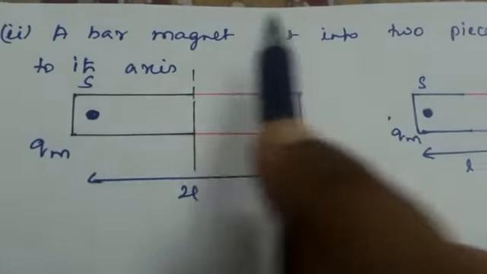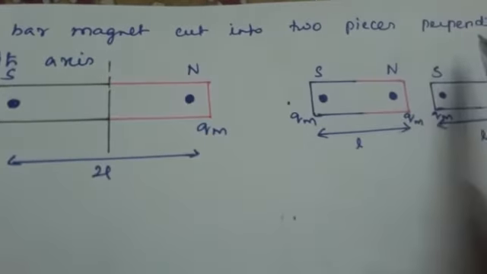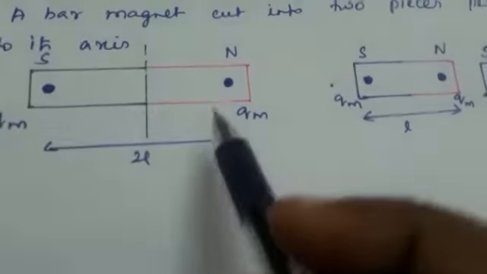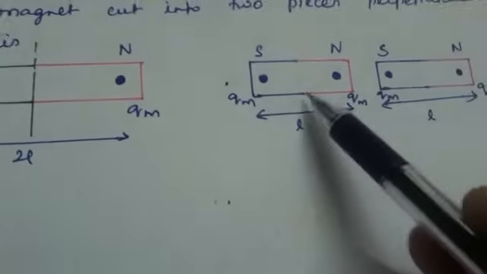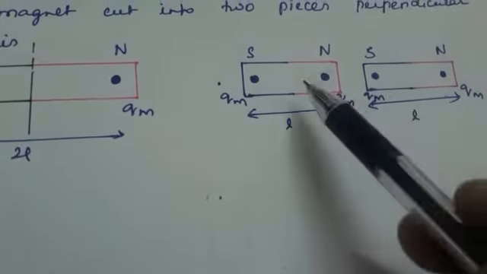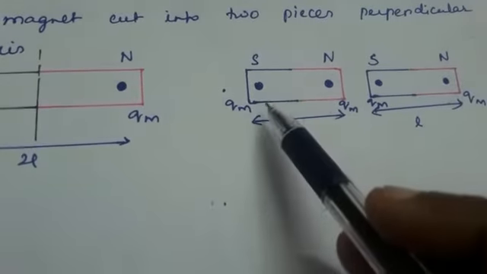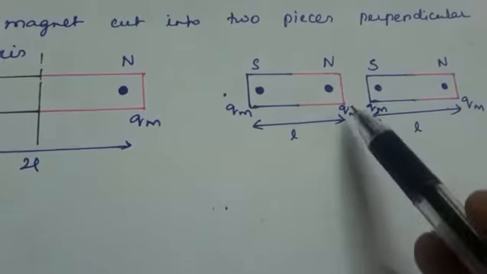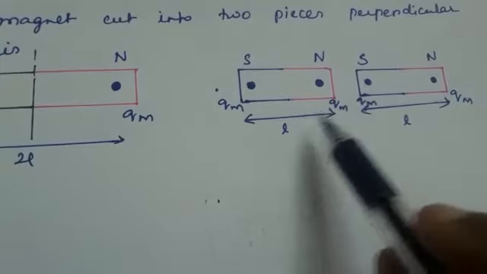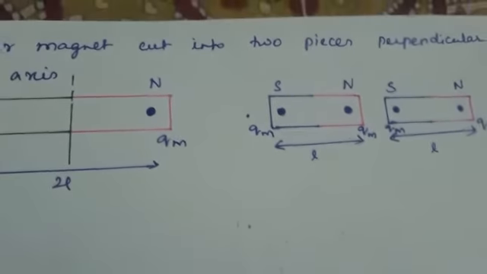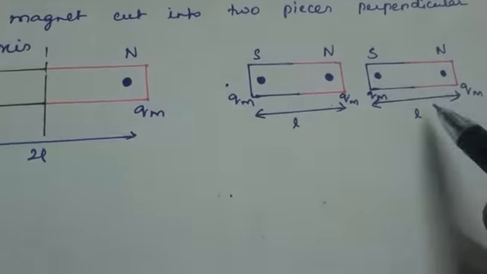The second case, a bar magnet cut into two pieces perpendicular to its axis. So this is a bar magnet. Now we are cutting along the axis like this. So your bar magnet will become two pieces like this. In this case, the pole strength will not change, but the magnetic length becomes half. So here the total length is 2L, here it is L, here it is L.